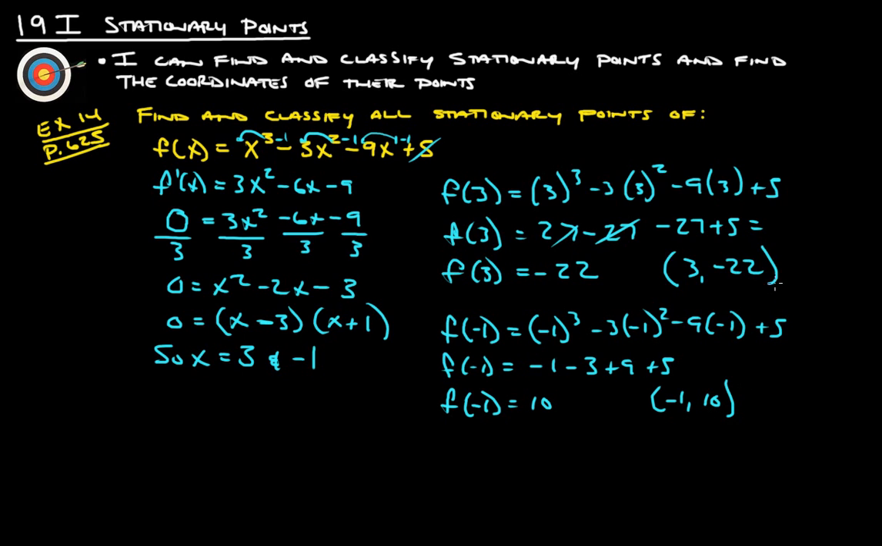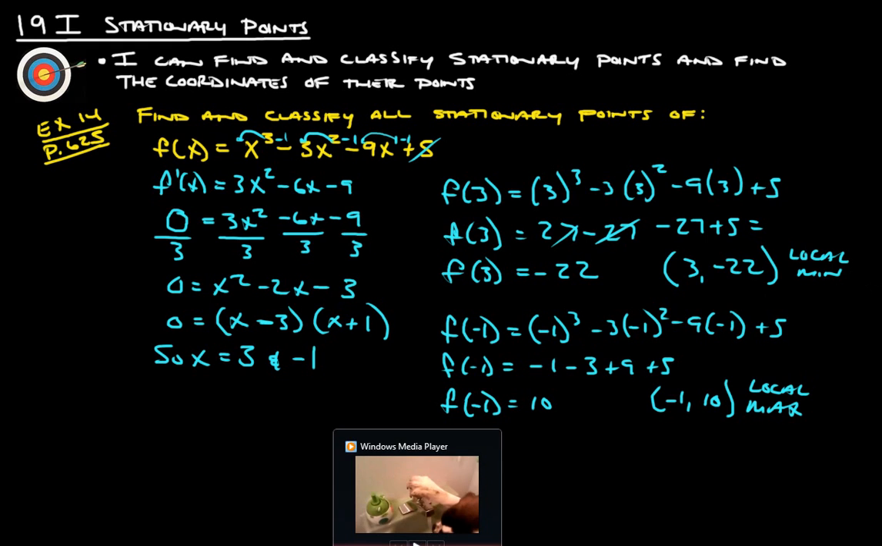Probably the easiest way to classify these stationary points is this: since the y value on this one here is bigger, this is going to have to be a local max. And then the y value on this one is the small one, so this is going to be a local minimum.